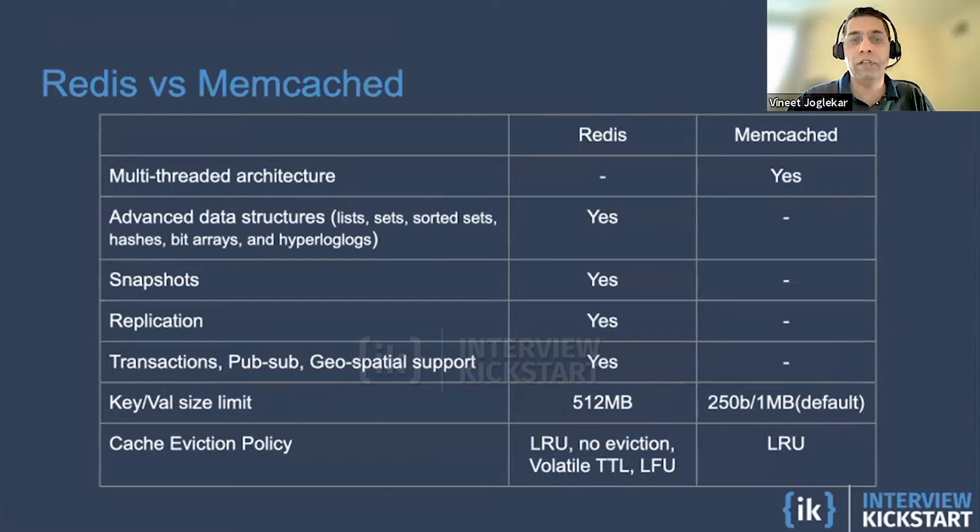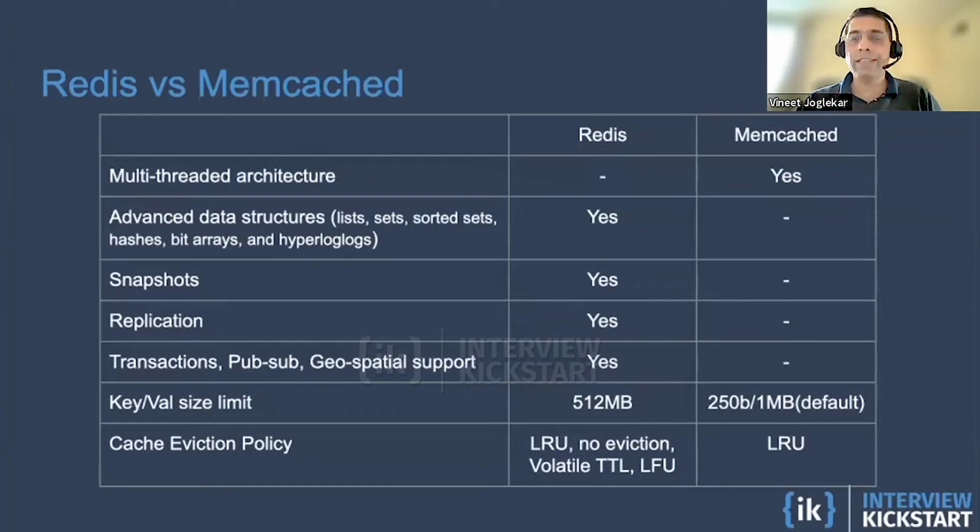It offers different data structures, as we saw, not just key as a string and value as a string. That's what Memcached does, but Redis does offer you lists and sets and sorted sets and so on. You may not need all of those, but having that makes Redis a lot more powerful and usable in many different cases. It also supports snapshots and replication. That is something that Memcached lacks. Transactions, PubSub, and geospatial support are also something Redis has, but Memcached doesn't.